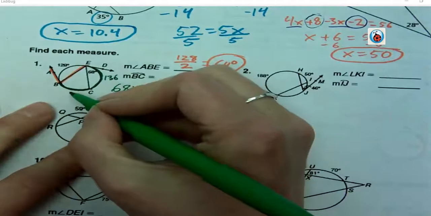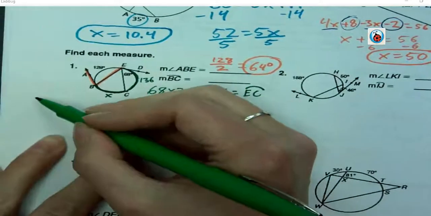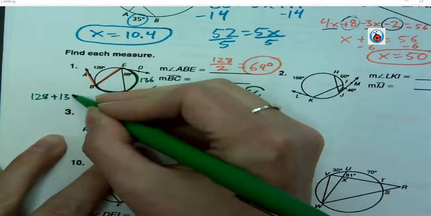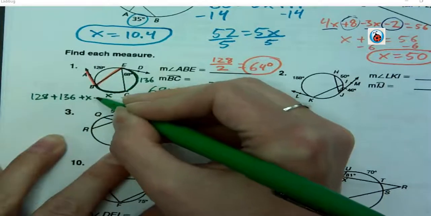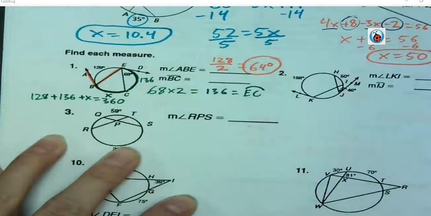And then I'll put my x here that I'm solving for. And so now I have 128 plus the 136 plus my missing one equals 360. That gives me every part of my whole circle.